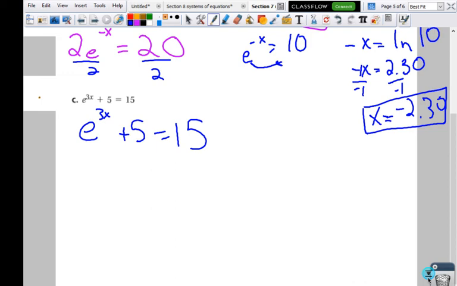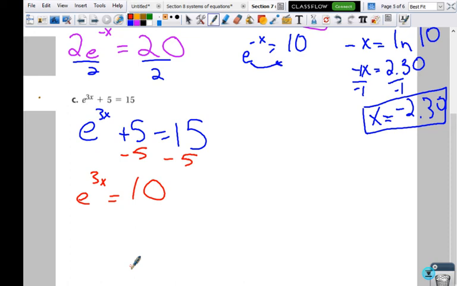Kayla, what's the first thing we should do? To distribute. And we get e to the 3x equals 10. Oh, it cancels. Okay, we've got to convert it into exponential form.